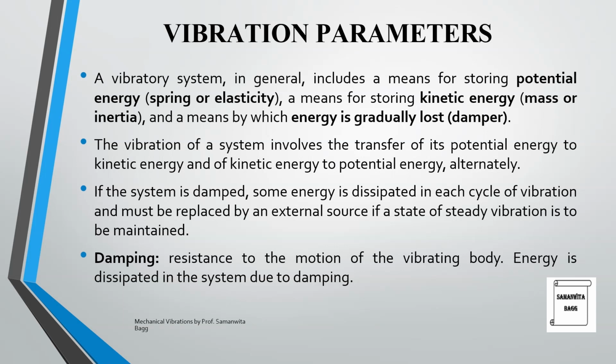A vibratory system in general includes a means for storing potential energy, spring or elasticity, a means for storing kinetic energy, mass or inertia, and a means by which energy is gradually lost, that is damper. So we need to understand that there are three vibration parameters. The first one is spring, which you must have seen attached to many of the instruments. You must have seen that in a car there is a spring and a damper. There is a mass. The entire car, when we speak about it, is nothing but the mass.